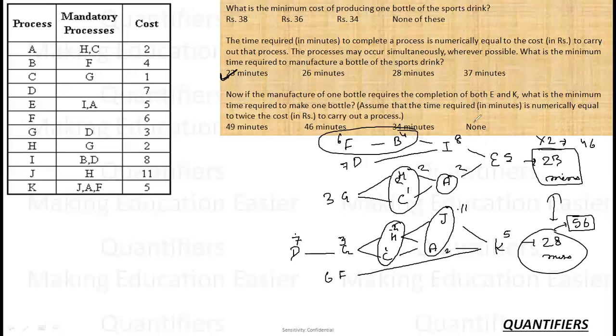So basically we are asked what the time is. 56 minutes will be needed. Minimum time required is 56 minutes. Do not mark your answer as 46. Why? Because minimum time for E is 23. If I compare E with K, my answer is 23, but not the other way around, right? So the answer is 56.